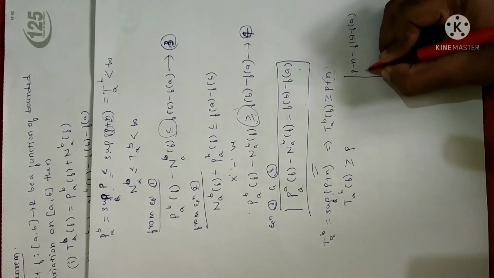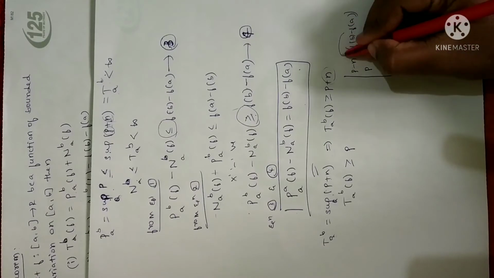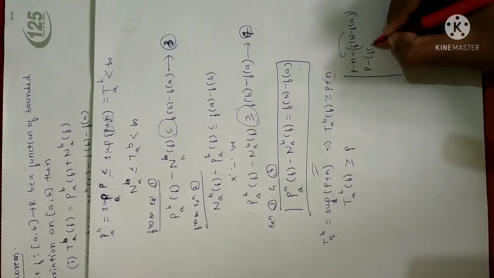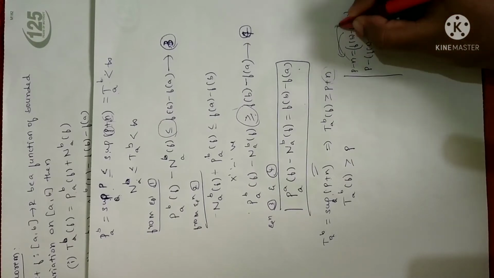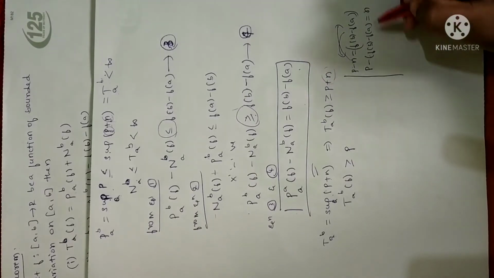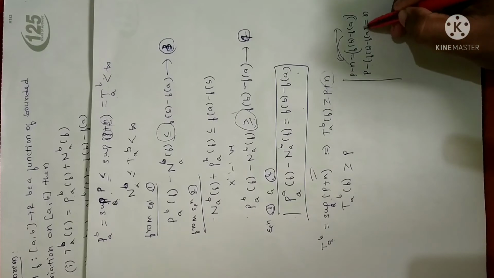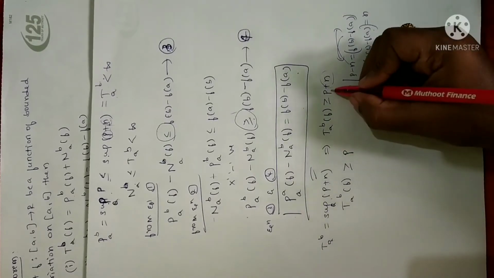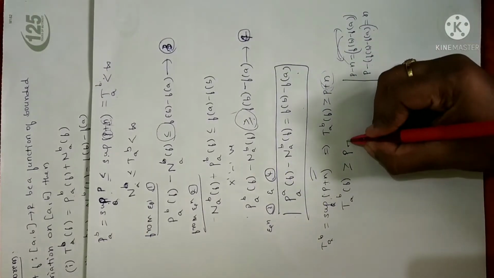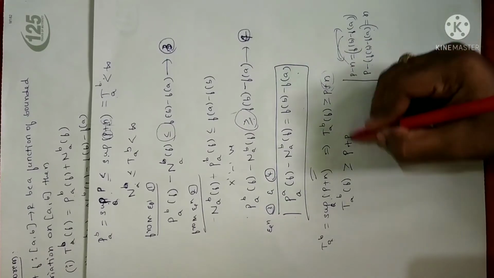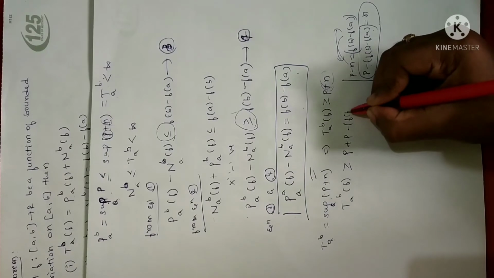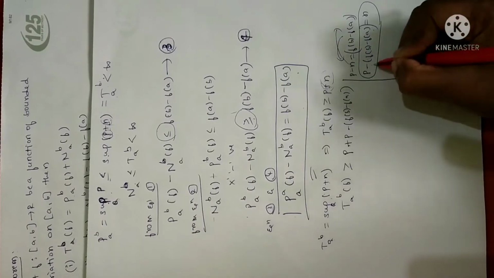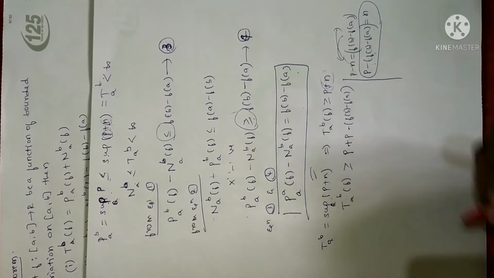Now I can write this as P. I'll just shift these two terms here, so I can write minus F of B minus F of A. I have just shifted this, which is equal to N. You will get N here. So N can be written as P minus F of B minus F of A. As per the definition, I have replaced the value of N. Clear?